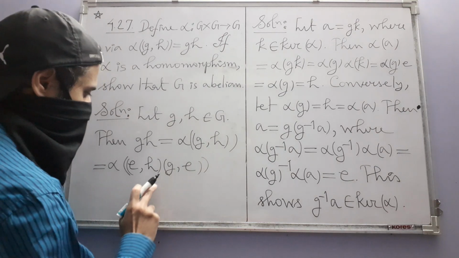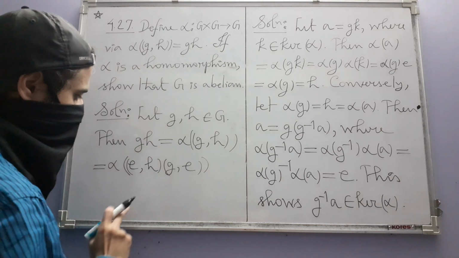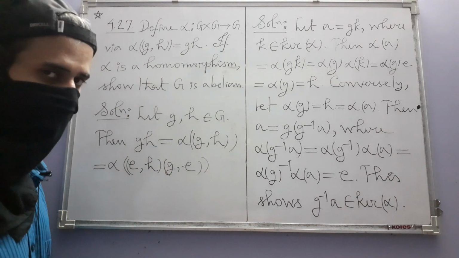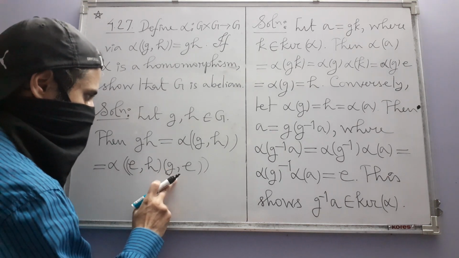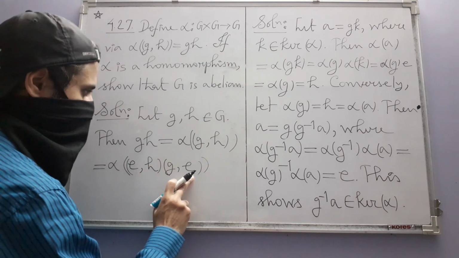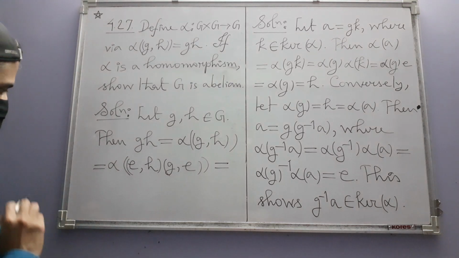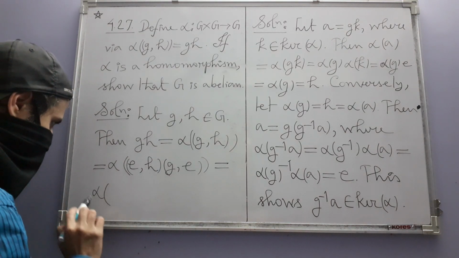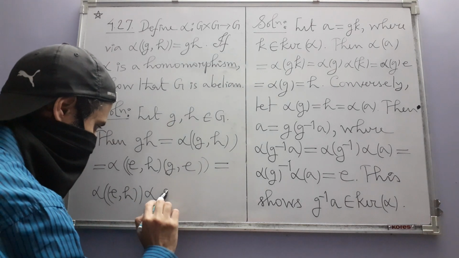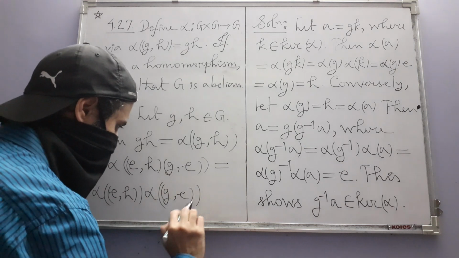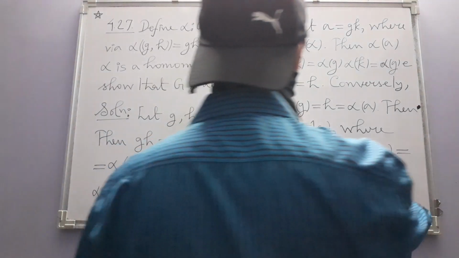You can see why. If you apply the definition of the binary operation in G times G, which is a component-wise multiplication, then the first component of this product will be EG, that is G, and the second one will be HE, that is H. But now you use the condition that alpha is a homomorphism. So this becomes alpha of E comma H times alpha of G comma E. And now you just use the definition of alpha.